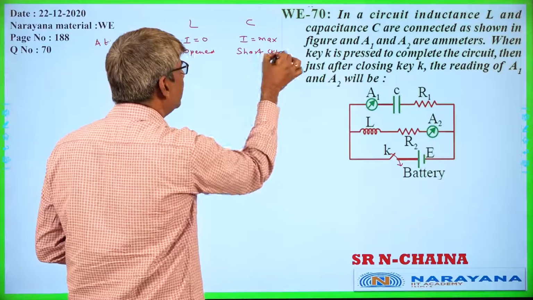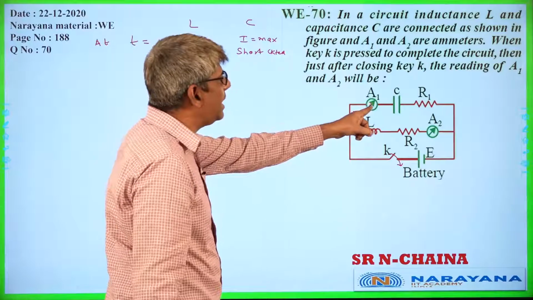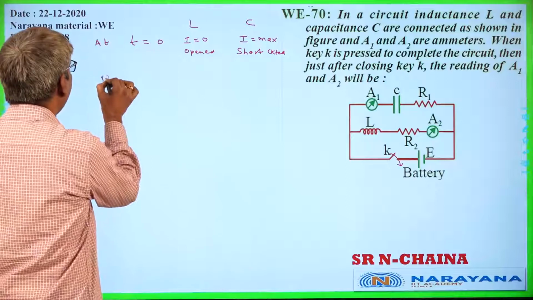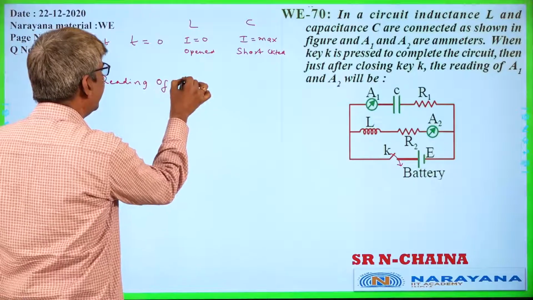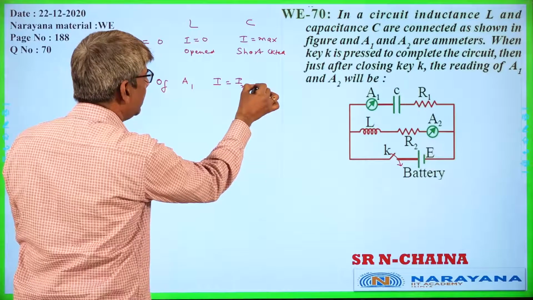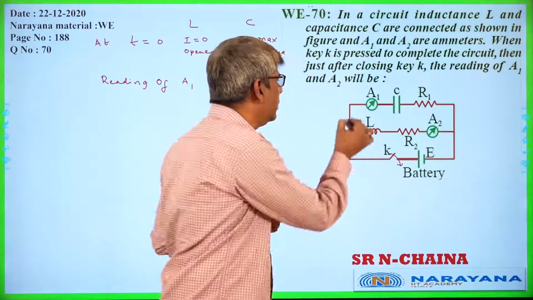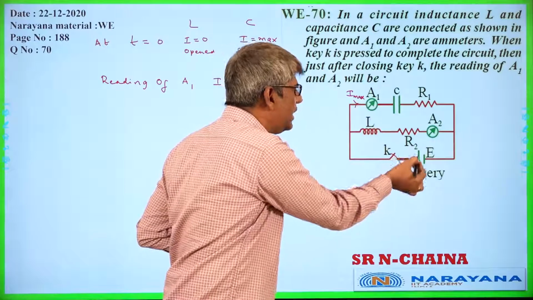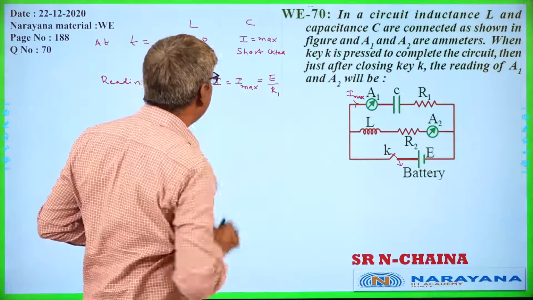Short circuited one. So by that concept we can say what is happening. Now the reading of A1, as it is a short circuit, the maximum current will flow through this. So I can write the reading of A1 is the current I, which is the maximum current in that circuit, because this is open, no current flows through the middle branch, only through this one. That maximum current depends on E and R1 only, which can be written as E by R1. This is the reading of A1.